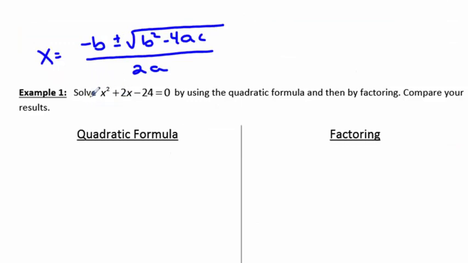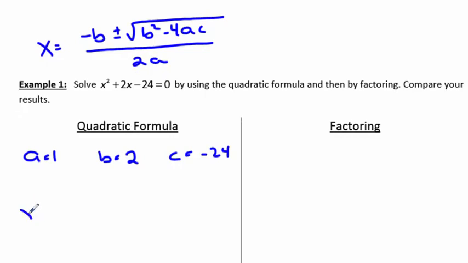We're going to solve the equation x squared plus 2x minus 24, both by using the quadratic formula and by factoring. So in the quadratic formula, the value of a is the coefficient of x squared, so that's 1. The value of b is the coefficient of x, so that's 2. And the value of c is the constant, so that's negative 24. The equation does need to be equal to 0 before you can use the quadratic formula.